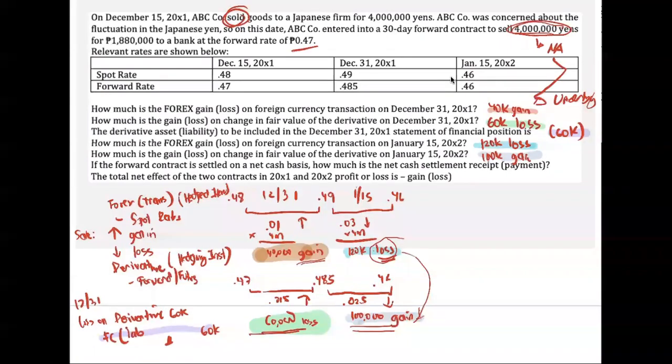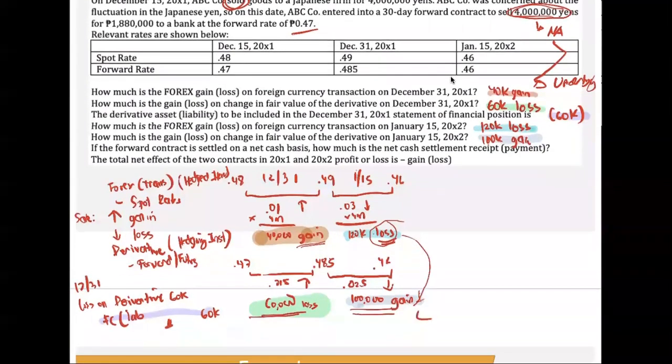Next, if the forward contract is settled on a net cash basis, how much is the net cash settlement? Okay. So kung net cash basis yan, paano daw natin i-record? Since meron tayong 100,000 gain, i-record natin yan as your gain on derivative contract, 100,000. We remove your forward contract liability, which is 60,000. Magkano natira? 40,000 pesos. That 40,000 pesos is known as the cash that you will receive net. So ang sagot natin, 40,000 net.